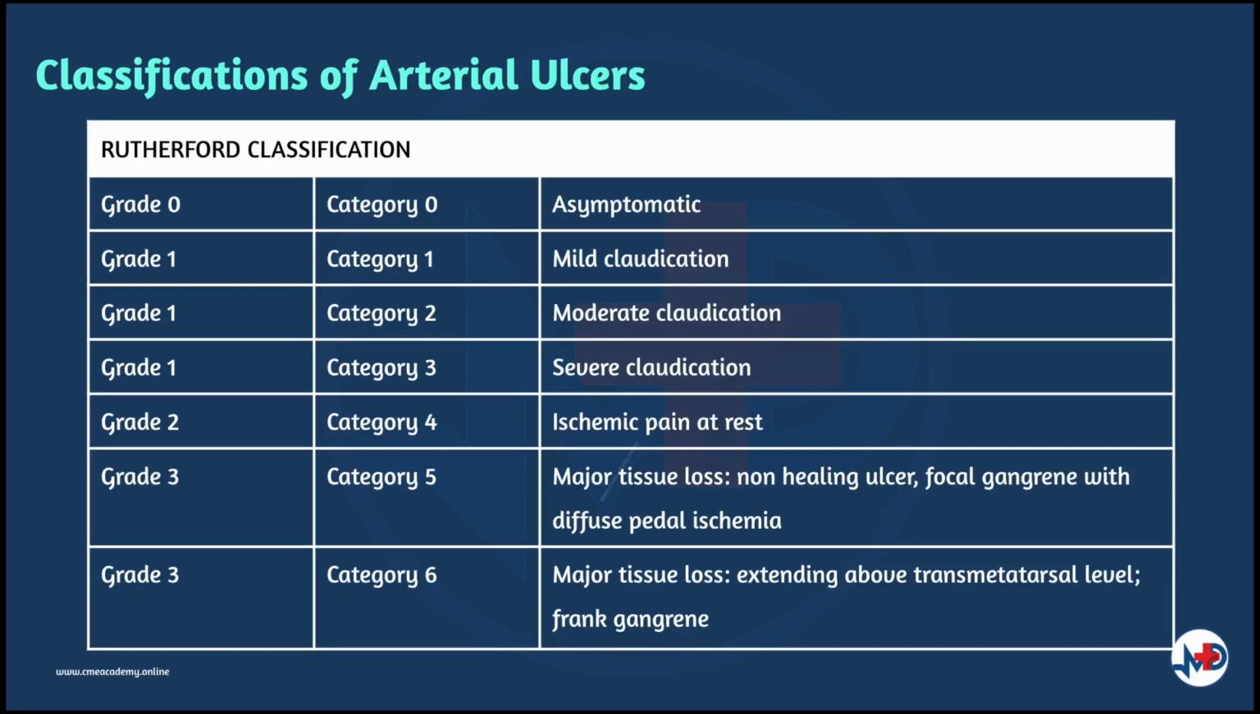Now, arterial ulcers can be classified according to the Rutherford classification. Grade 0 or Category 0 indicates asymptomatic ulcer. Grade 1 can be divided into Category 1, 2, and 3, which indicates mild, moderate, or severe claudication respectively. Ischemic rest pain is classified in Grade 2 or Category 4, while Grade 3 can be classified into Category 5 or 6, in which there is minor tissue loss for Category 5 and major tissue loss for Category 6.